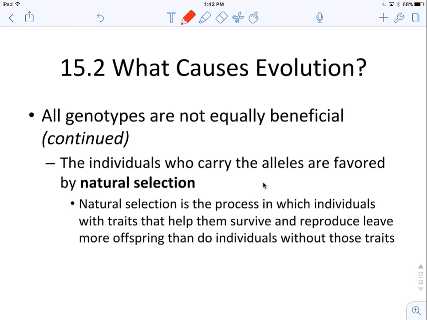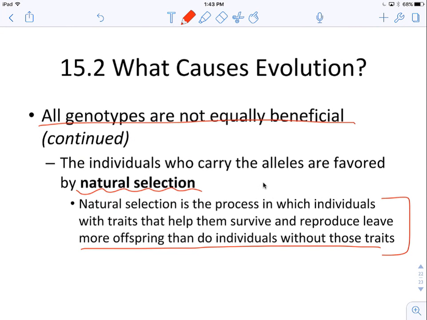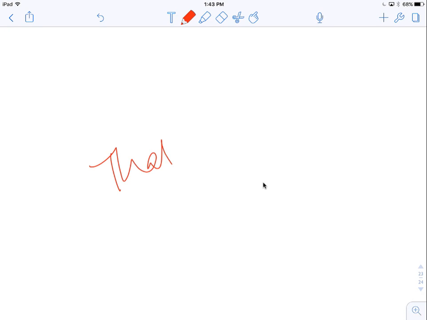The last thing we're going to look at, reason number 5, is natural selection. Again, all genotypes are not equally beneficial. So sometimes you have certain genes that are going to provide a benefit, a selective advantage. Natural selection is the process by which individuals with traits that help them survive and reproduce leave more offspring than individuals without those traits. And I think that's it. We've talked about natural selection a ton. So that's all. And now you know about all that stuff.